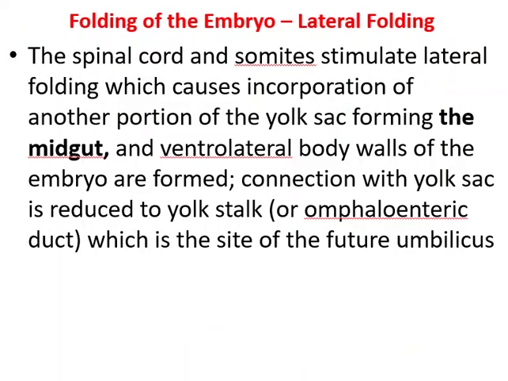Continue studying the folding of the embryo. We have the lateral folds. Both the spinal cord and somites stimulate the lateral folding, which incorporates another portion of the yolk sac, forming the midgut. The ventrolateral body walls become ventral and fold, and the embryo can now be recognized as a human embryo. The connection with the yolk sac is reduced to the yolk sac stalk, called the omphaloenteric duct, which is the site of the future umbilicus.